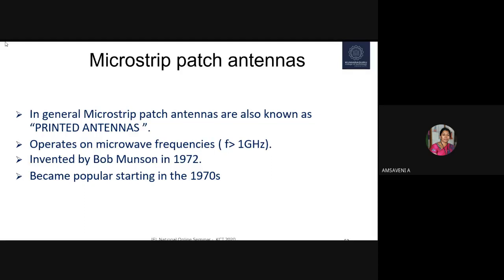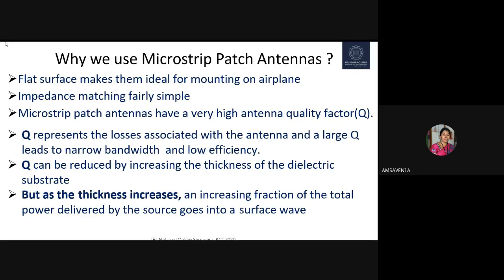What is the need for a microstrip antenna? It can be easily mounted on any flat surface, and the profile of this antenna is very small. It's a very low profile, lightweight antenna, so it can be easily mounted on any flat surface. For example, it's widely used in aircraft and spacecraft applications. And the impedance matching is very simple.